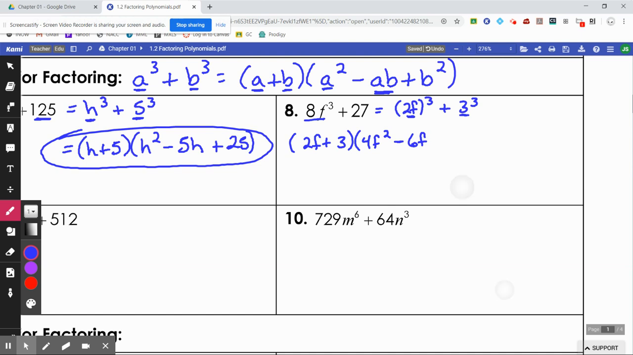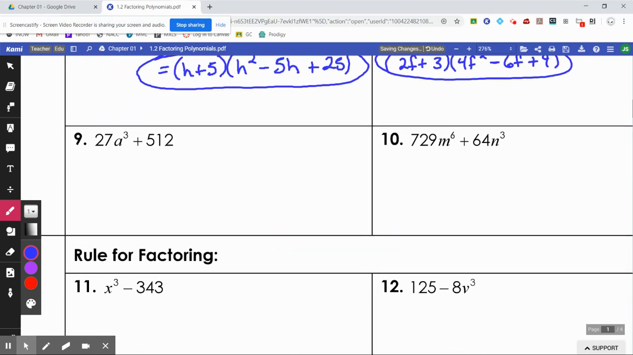which would be 6f. And then everywhere you have a B, put a 3. So 3 to the second power would be 9. And there it is factored. Write it in the right form. This is 3a to the third because 3 times 3 times 3, a times a times a, plus 512 is 8 to the third, and you can check that with your calculator.